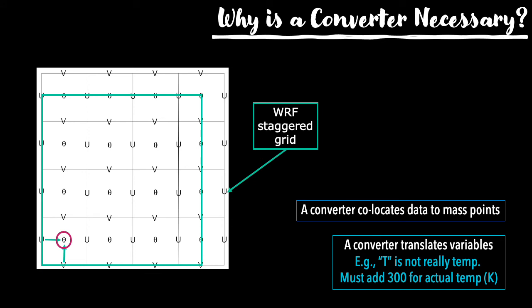As I mentioned, most of the post-processing tools require a converter, so you may be wondering why this is necessary. The reason is that WRF output is on a staggered grid with the U and V components on the sides of each grid cell and all other variables in the center, otherwise known as mass points. Post processors are not capable of reading this staggered data. They can only see the mass points, so the converter will co-locate all the U and V data to the mass points. The converter is also necessary for translating certain variables that need reconstruction, as I previously showed, such as geopotential height or temperature.